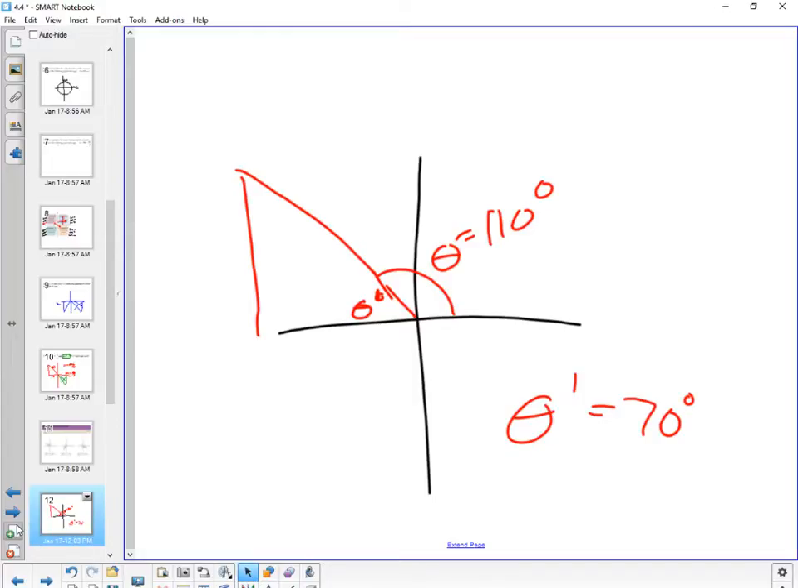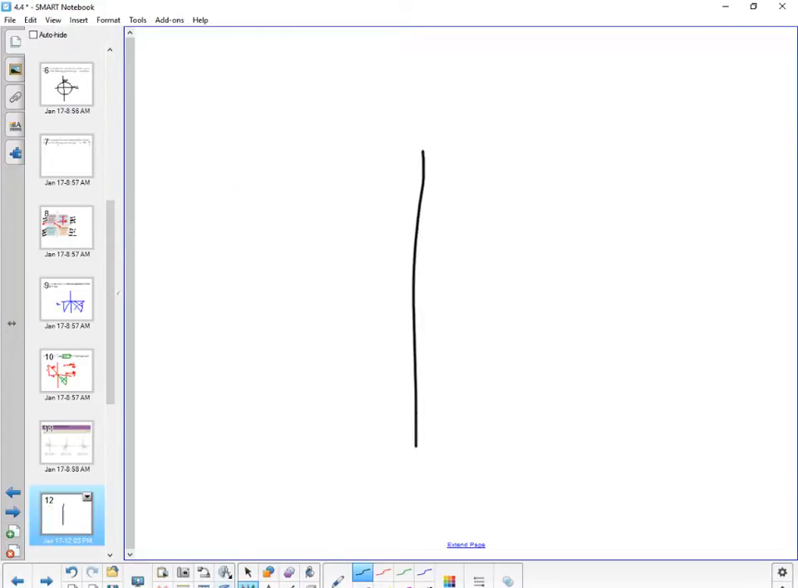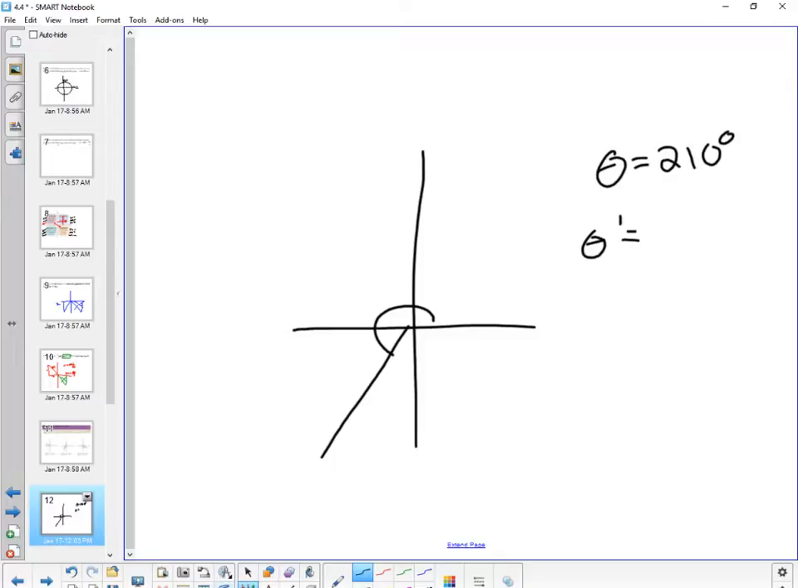Give me something greater than 180. 270. No. Okay, 210. So let's say theta was 210. Okay? That would put me in here somewhere. Correct? Theta is 210. What is theta prime in this case? 60? 30? Oh, wait, no, the other one is 60. Yeah, because it's 30.